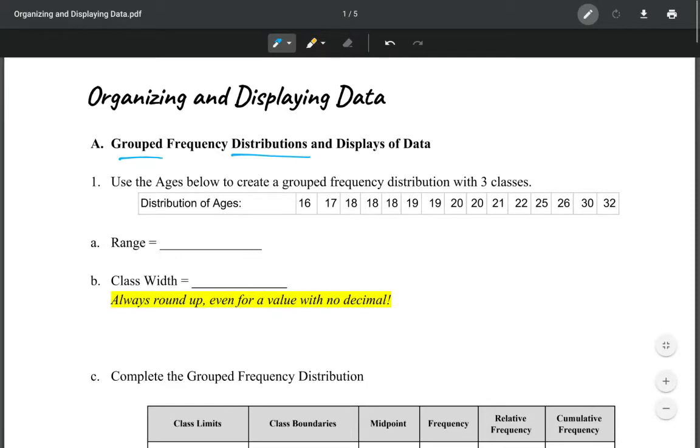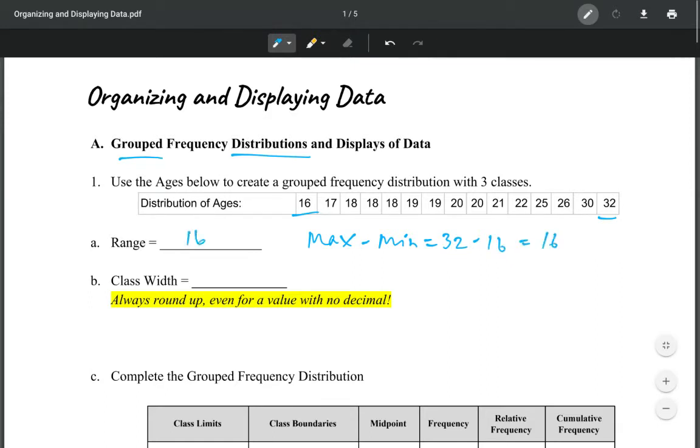So we're going to start with a range. The range is the maximum minus the minimum. So I want to take the maximum minus the minimum. For this data, our max is 32, and our minimum is 16. So that gives me a range of 16.